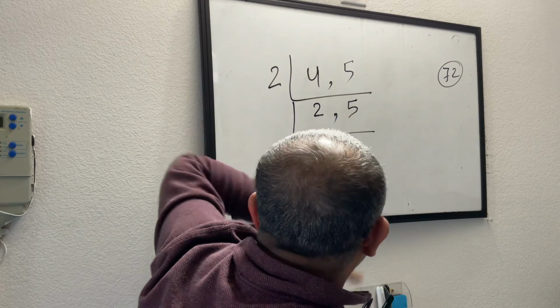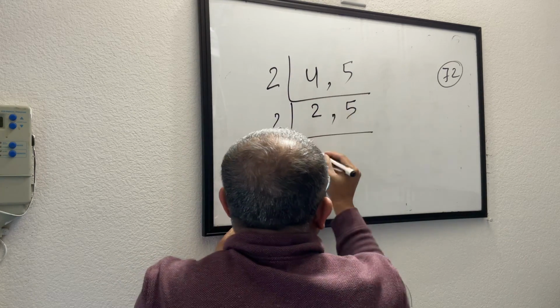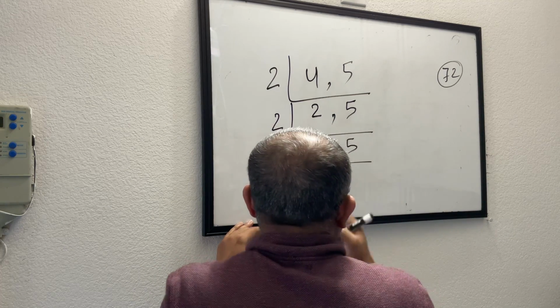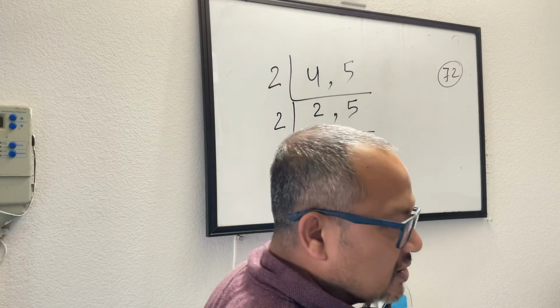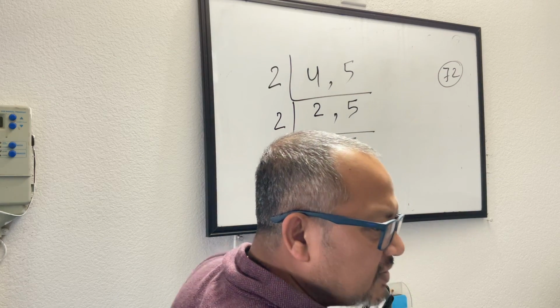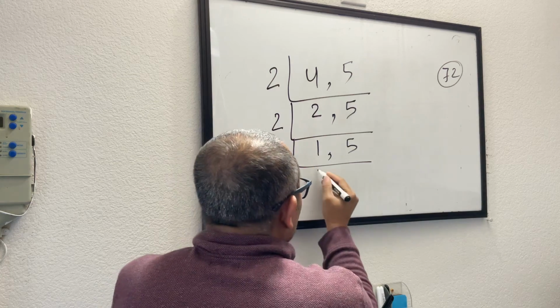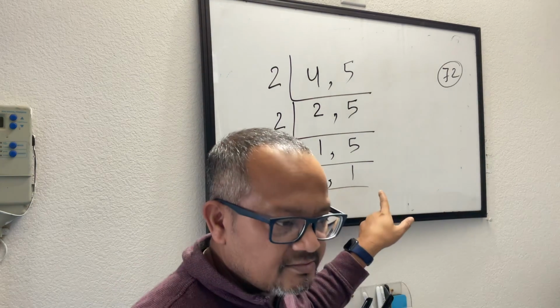Now, what is the next number I can think of other than 1? Again 2. I can again pick 2. 2 1s are 2. 5 doesn't come in the table of 2. Fine. Now, what is the next number? Next smallest number other than 1 that can divide this one? It's 5. Yeah? So 1 remains 1, 5 1s are 5. All done. We have all 1s at the bottom.